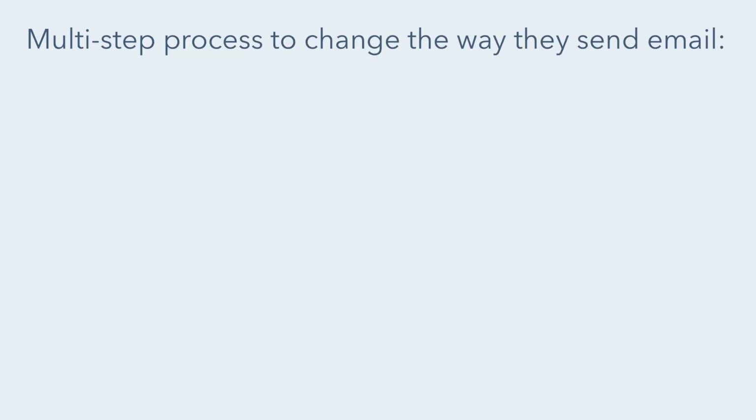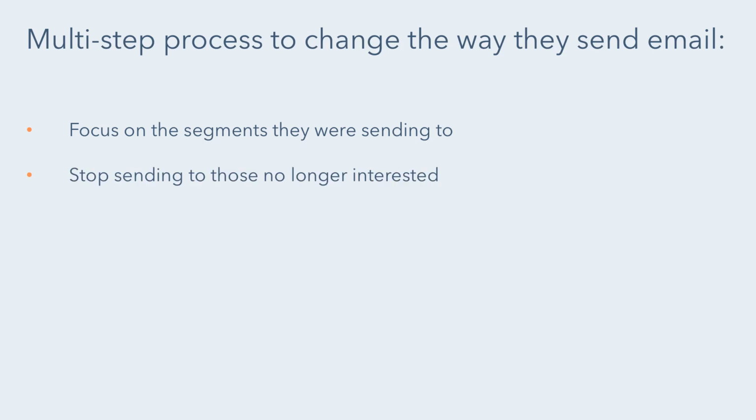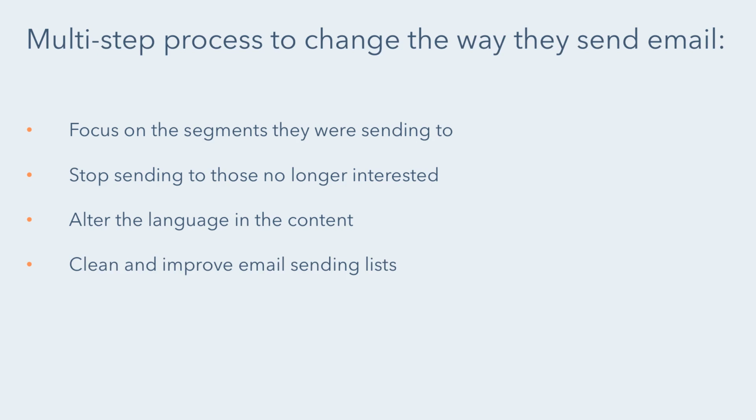They used a multi-step process to change the way they send email, including first, focusing on a segment or source instead of the entire database. Second, not sending to those who are no longer interested in their emails, which is observing permissions and respecting that these people no longer wanted mail. Third, altering the language in their content itself, which is adjusting their content strategy to better meet the content and frequency expectations of their subscribers. Fourth, cleaning and improving contact lists. Fifth, shifting to user-focused content that builds relationships and trust. And finally, educating internal teams on how everyone should be focused on this strategy.